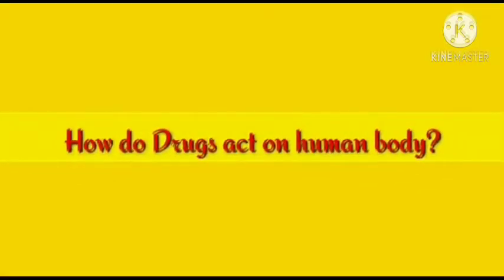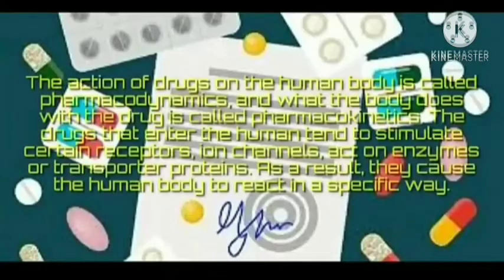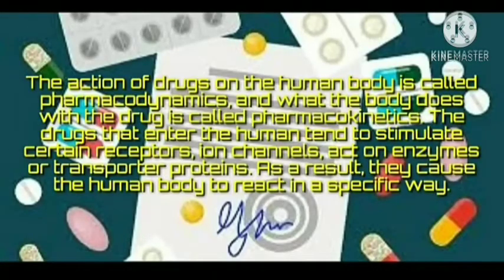How do drugs act on the human body? The action of drugs on the human body is called pharmacodynamics, and what the body does with the drug is called pharmacokinetics. The drugs that enter the human body tend to stimulate certain receptors, ion channels, or act on enzymes or transporter proteins. As a result, they cause the human body to react in a specific way.